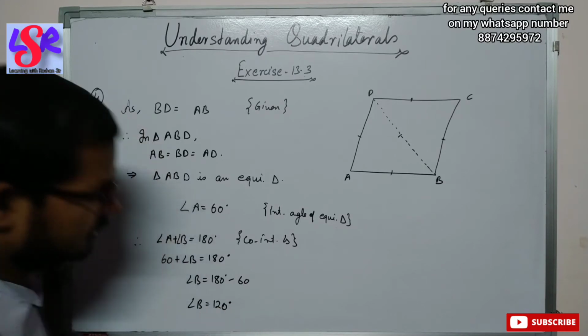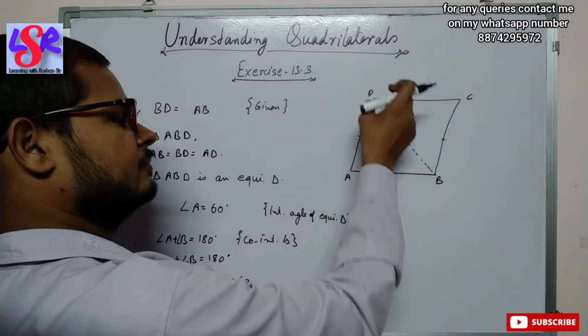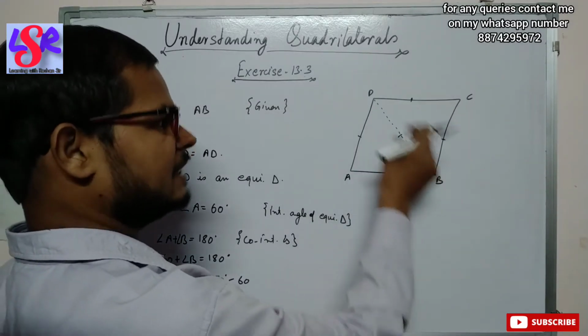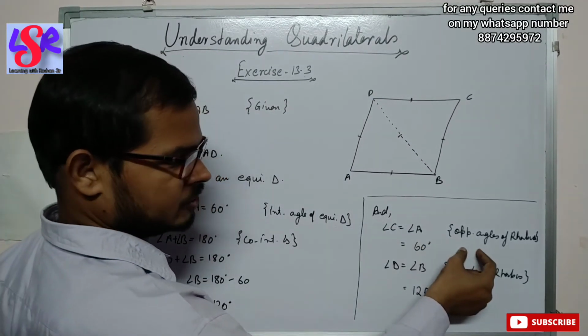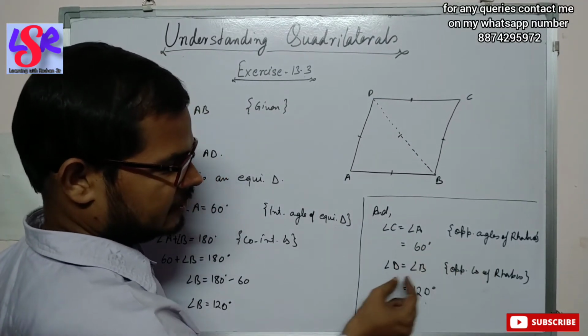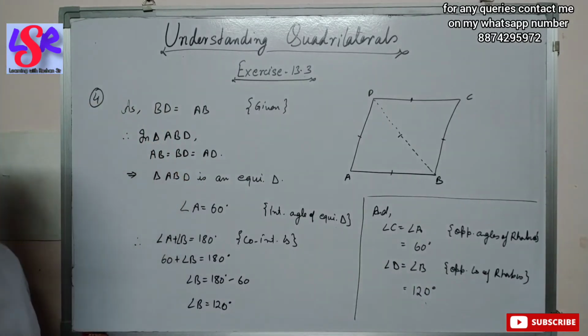120 degrees. Now this angle C will be equal to angle A as opposite angles, and angle D will be equal to angle B as opposite angles. And here we get angle C equals angle A by opposite angles of a rhombus, we got 60 degrees, and angle D equals angle B as opposite angles of a rhombus as 120 degrees.